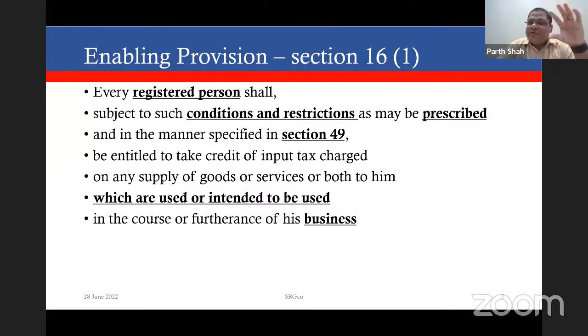So as we can see, these are the seven conditions or seven parts in which the enabling section can be divided. I'll just repeat. Firstly, the person who is claiming the input tax credit needs to be a registered person, and he can claim input tax credit in respect of supply of goods or services or both which have been made to him, which have been received by him, and these input supplies of goods or services should be used or intended to be used in the course or furtherance of his business. These are the important aspects which we need to keep in mind.